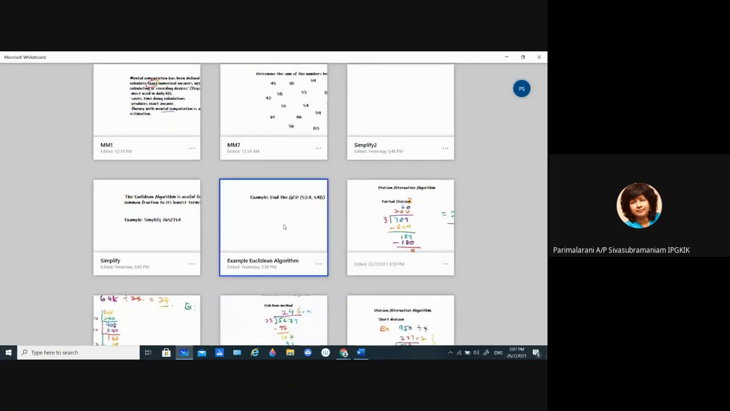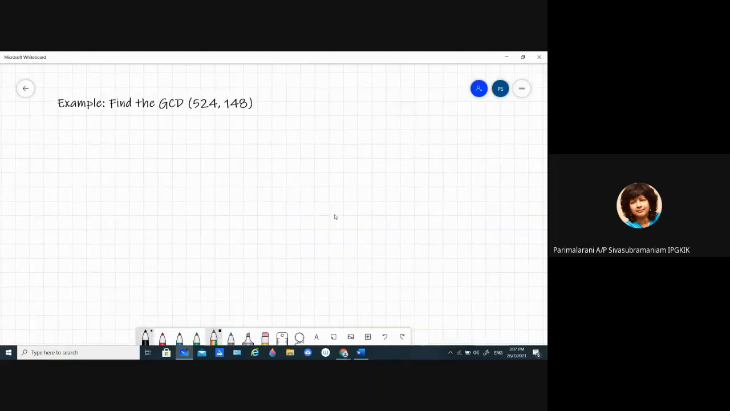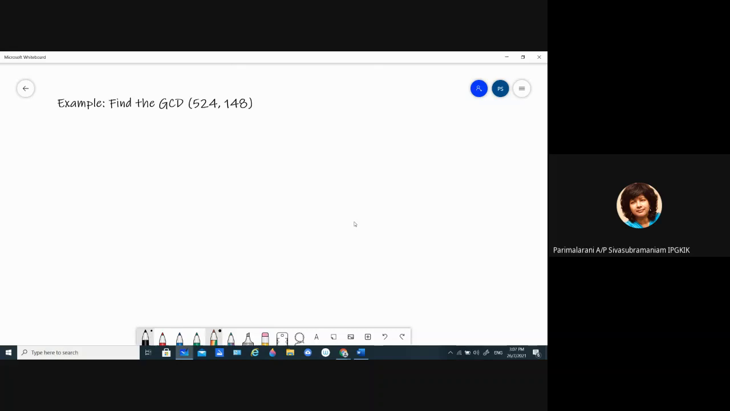Okay, let's do another example. Find the GCD for 524 and 148. First step is 524 divided by 148. So how much is this? 148 times 3. How much is that? 444. So remainder 80. So what do I write in the next step?